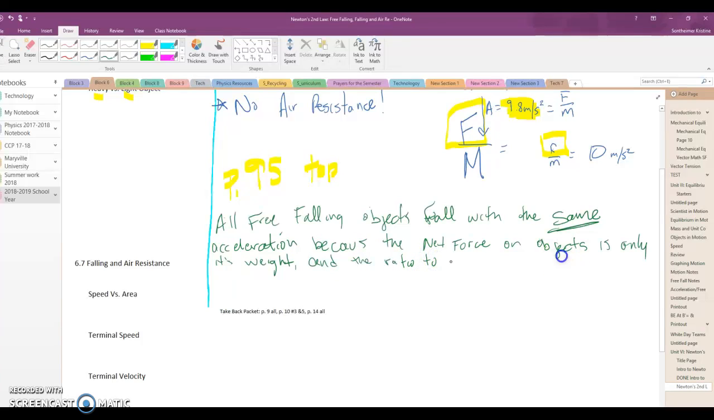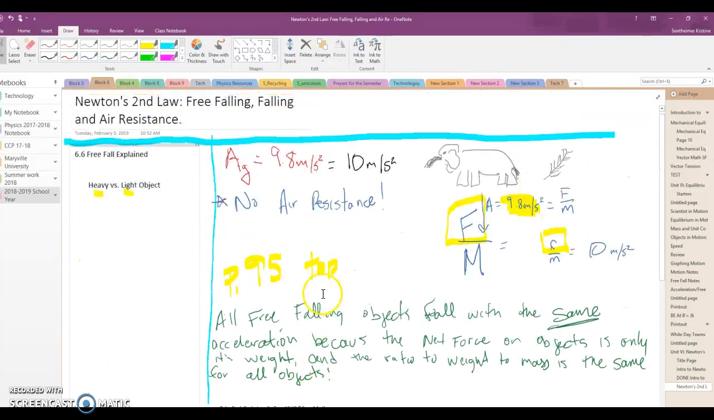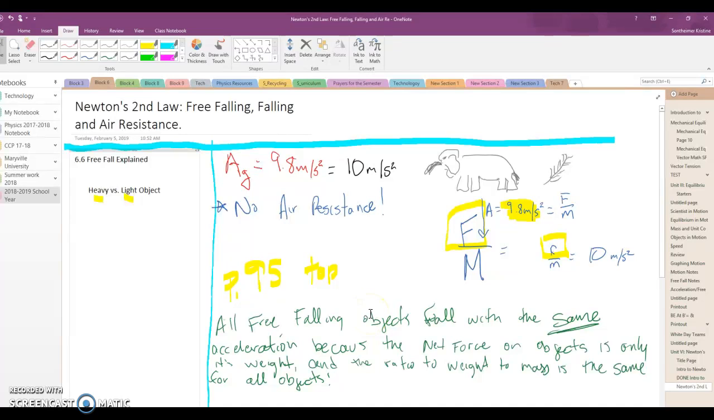Ratio to weight to mass is the same for all objects. Okay, it's important to note, so that ultimately that explanation is described up here in this picture.